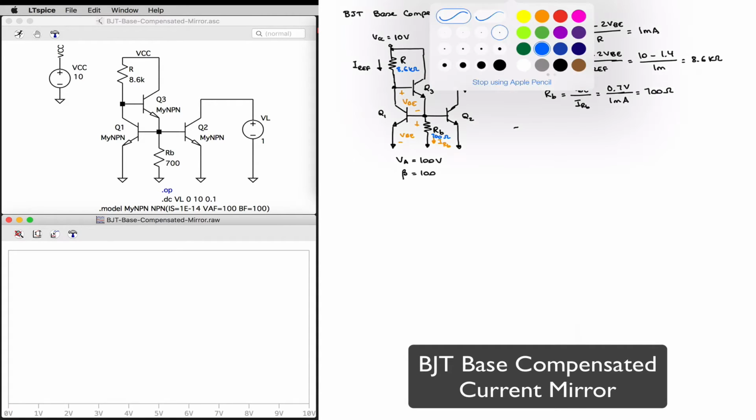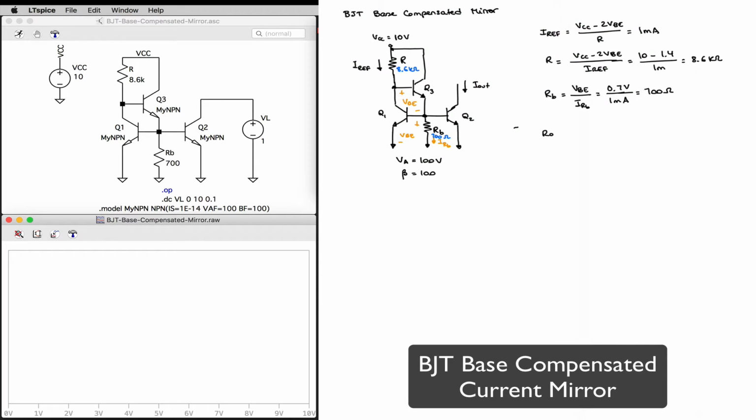My output resistance will still be approximately equal to little r-o for my transistor Q2. And so that's going to be VA divided by the collector current of Q2, which is I out, or 100 divided by 1 milliamp, which is around 100 kilo ohms. Let's go ahead and run the simulation to verify this result.